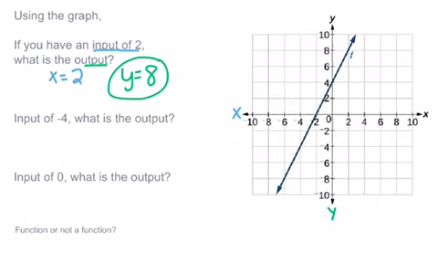I want you to pause the video and see if you can find the outputs for these two. If your input was -4 and your input was 0, what would your outputs be? And then see if you can figure out whether it's a function or not a function.